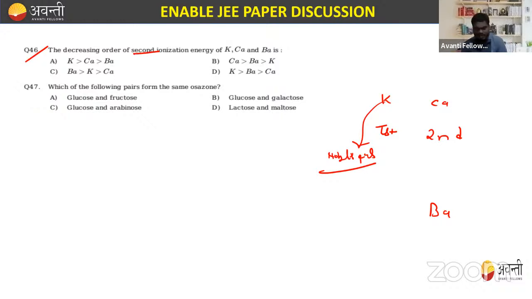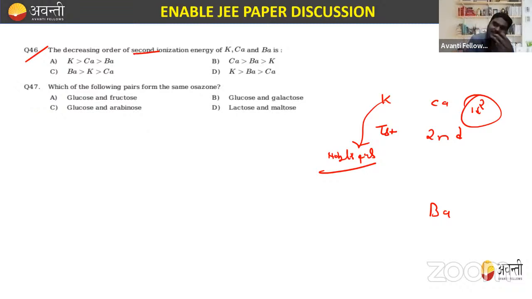On a similar basis, if I'm comparing calcium and Ba, calcium has electronic configuration 1s2. It means they are also very stable. Why are they stable? Because we know that half-filled and fully filled electronic configurations are much more stable. So this one is also important. But in this question, they are asking about the second ionization enthalpy, not the first one.